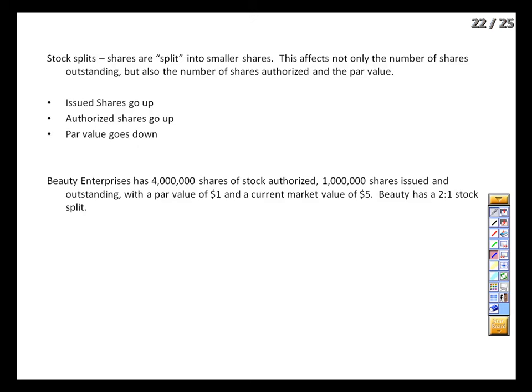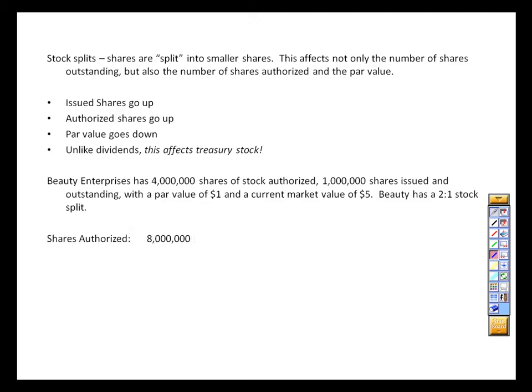Now, an important thing to recognize is that treasury shares can't receive dividends, including stock dividends. With a stock split, however, we are fundamentally altering our shares of stock. The old jumbo stock has been completely replaced by the new micro shares, including those that were held in treasury. Here's our example. Beauty Enterprises has 4 million shares authorized, 1 million shares issued and outstanding, with a par value of $1 and a current market value of $5 per share. If Beauty has a 2-for-1 stock split, where does that leave us?